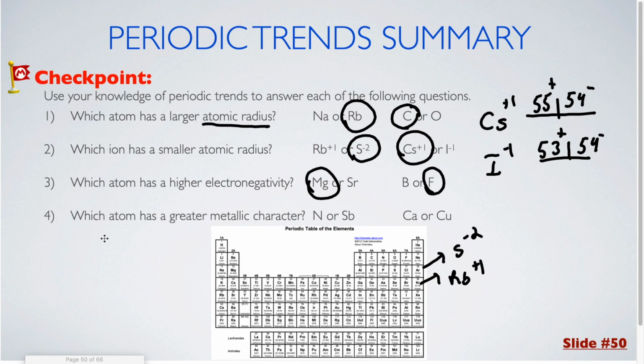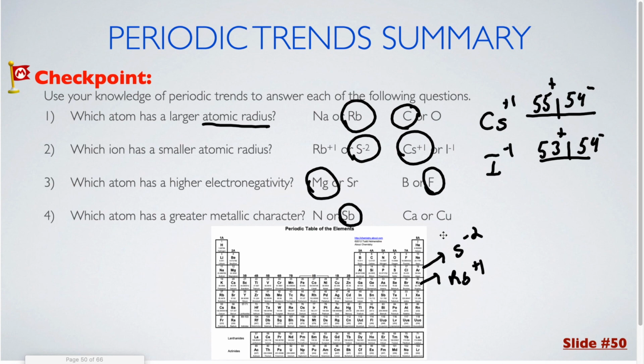For the next one, which atom has the greatest metallic character? Well, the most metallic character is towards the bottom left-hand corner. So I want whichever of the two elements is closest to the bottom left. To start off with, we have nitrogen and we have antimony. Well, they're both in the same family. They're both the same distance left and right. Antimony is further to the bottom. So that is going to be the one with the most metallic character.